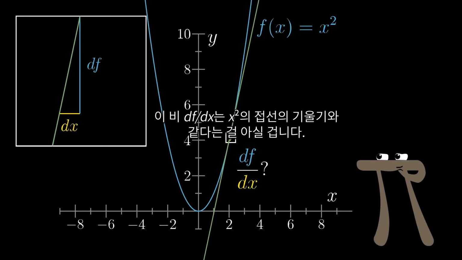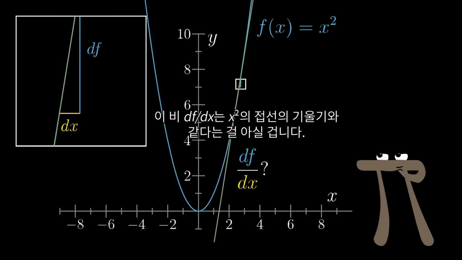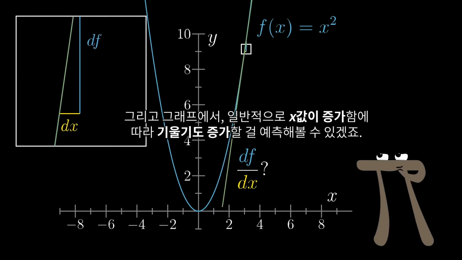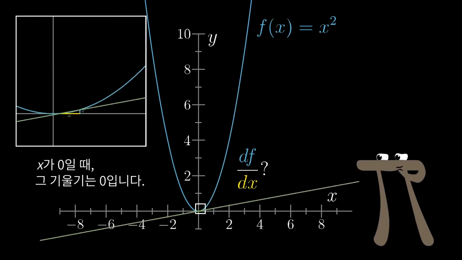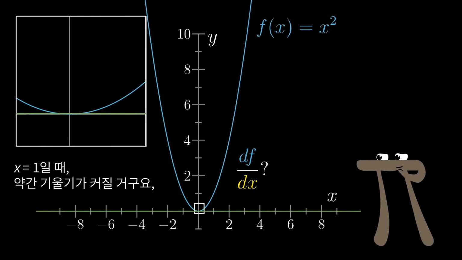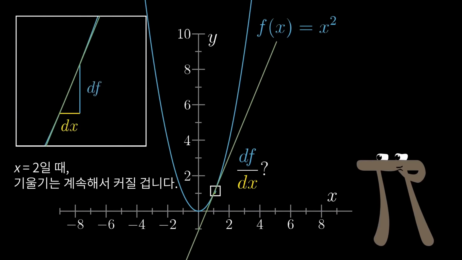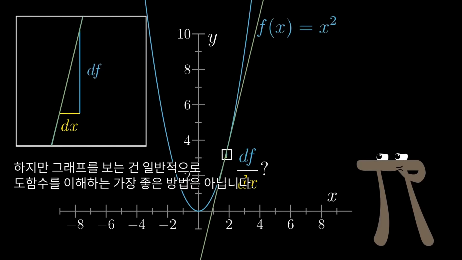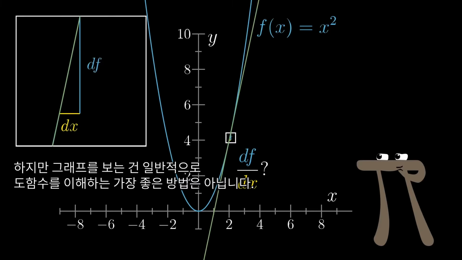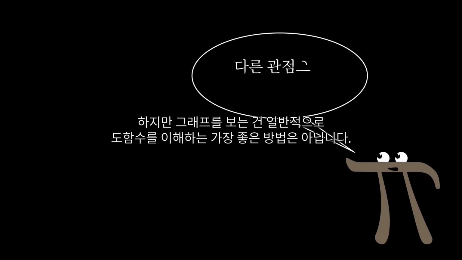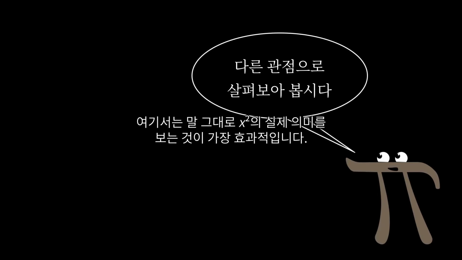As a first step for intuition, we know that you can think of this ratio df dx as the slope of a tangent line to the graph of x squared. And from that, you can see that the slope generally increases as x increases. At 0, the tangent line is flat, and the slope is 0. At x equals 1, it's something a bit steeper. At x equals 2, it's steeper still. But looking at graphs isn't generally the best way to understand the precise formula for a derivative. For that, it's best to take a more literal look at what x squared actually means.